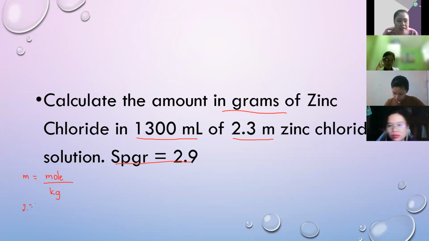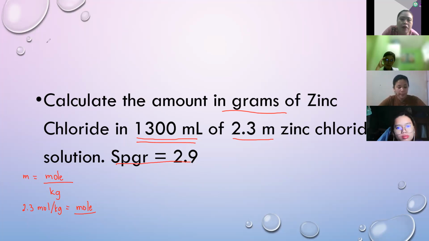The molality is given, that's 2.3. Now to really cancel the unit, let's just use moles per kilogram. Again, we are looking for the number of moles. However, for molality, we should use the kilograms of the solvent, but the given here is 1,300 ml. Now, since this is not pure water, then we cannot use what I taught you yesterday, that 1 gram is equivalent to 1 ml.